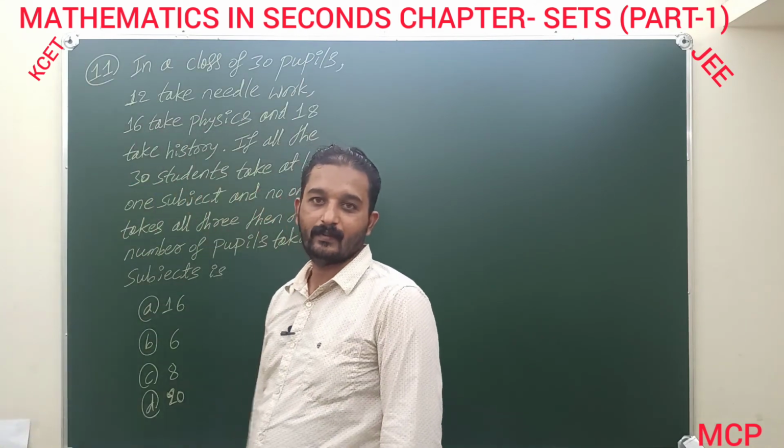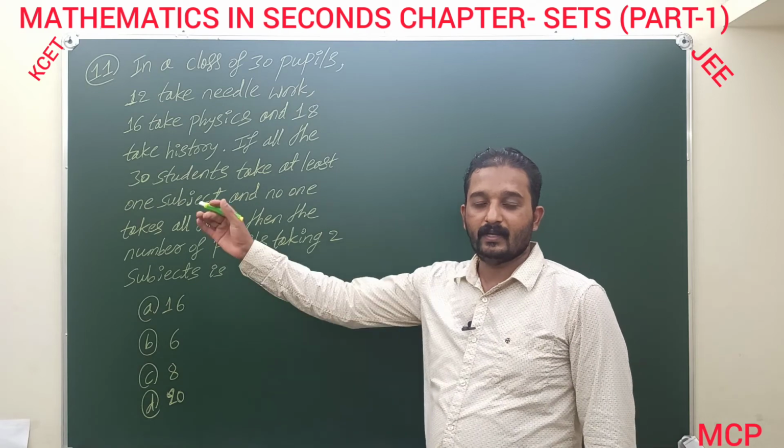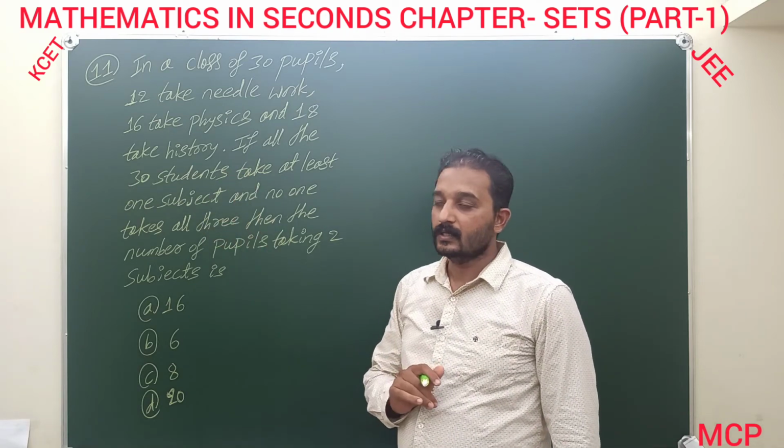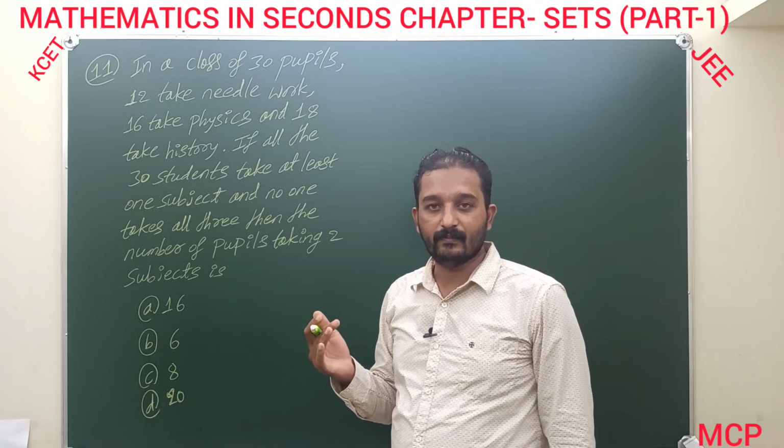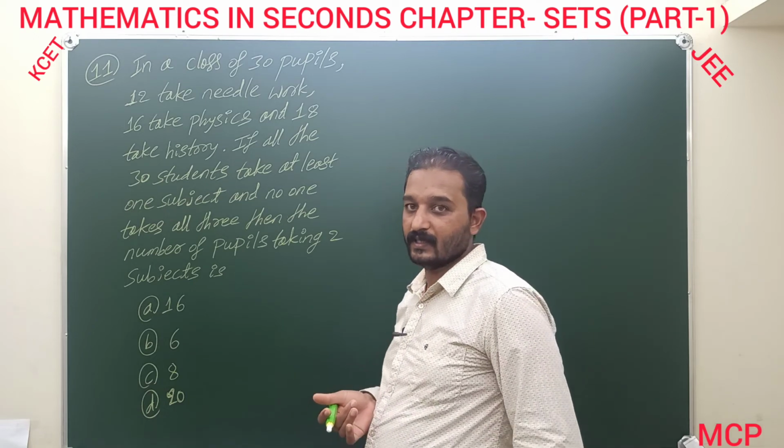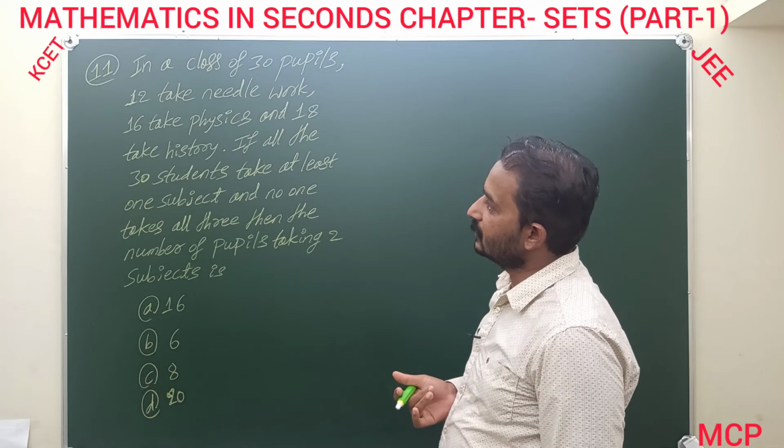Now let us move on to question number 11. Once again this question is based on the topic cardinality of the set. So this question can also be solved by using a shortcut method, by using the formula. Easily identify the answer of this question. So let us see the question.